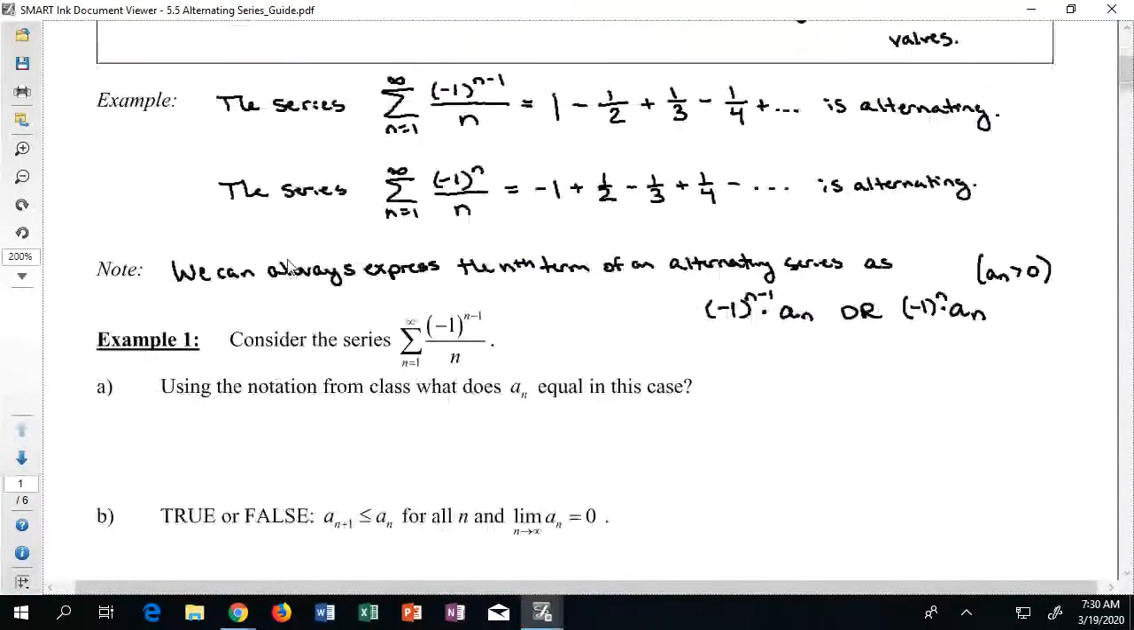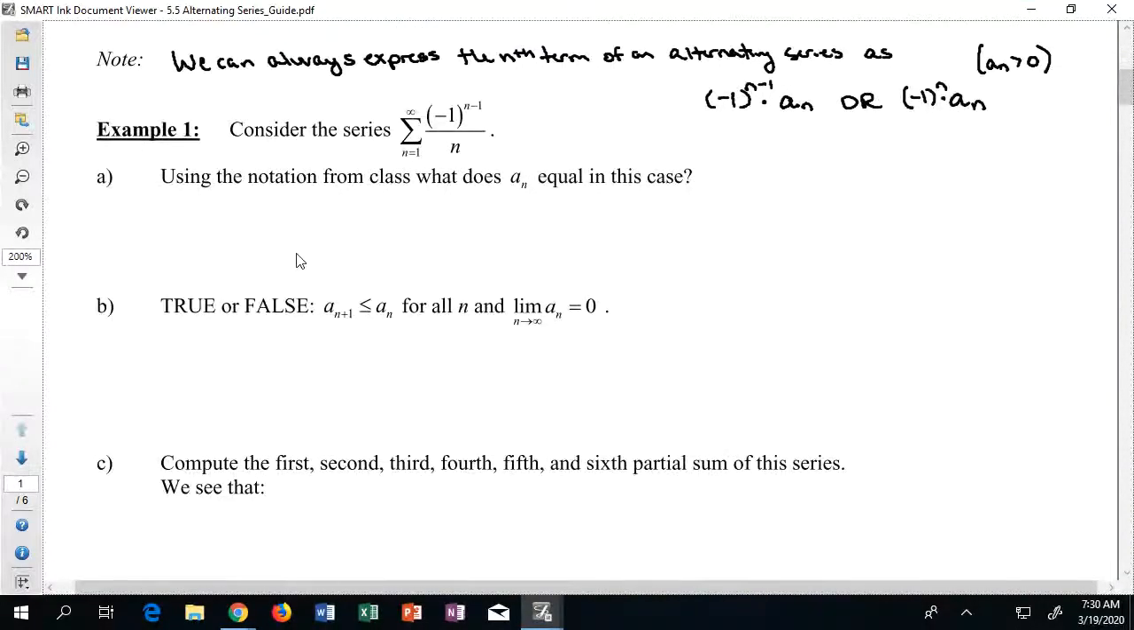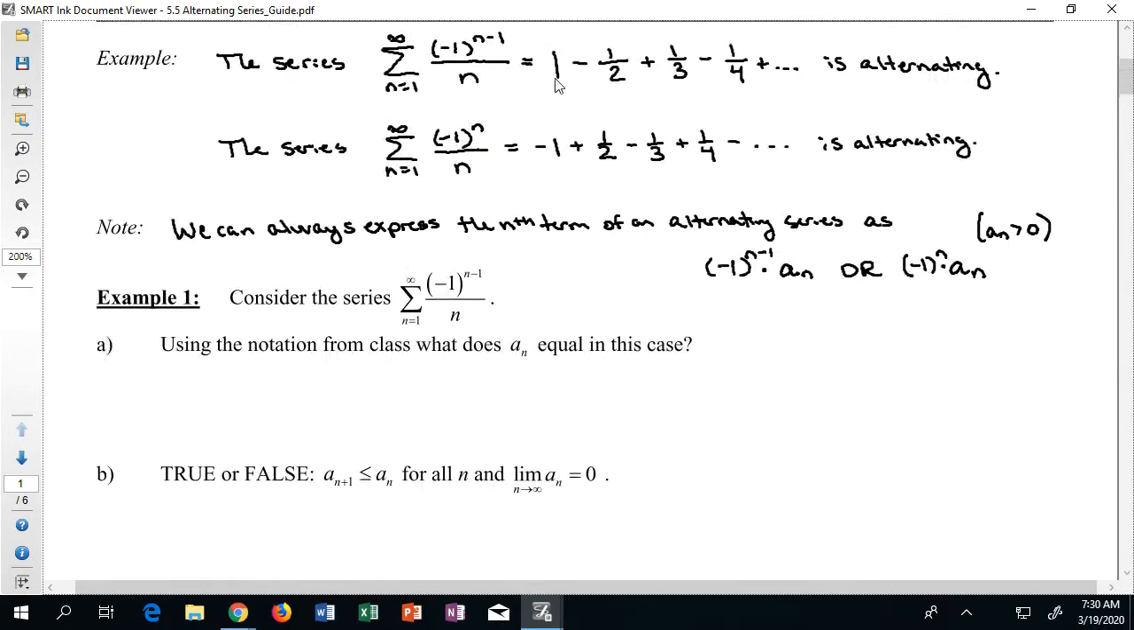Okay, so we're going to go ahead now and take a look at example number 1. We just defined what an alternating series was, and here we're going to take a look at the alternating series we started with. This is 1 minus a half plus a third minus a fourth and so on. Oftentimes you'll hear me refer to this as the alternating harmonic series, because notice it's all the same numbers from the harmonic series, they're just now being added or subtracted.